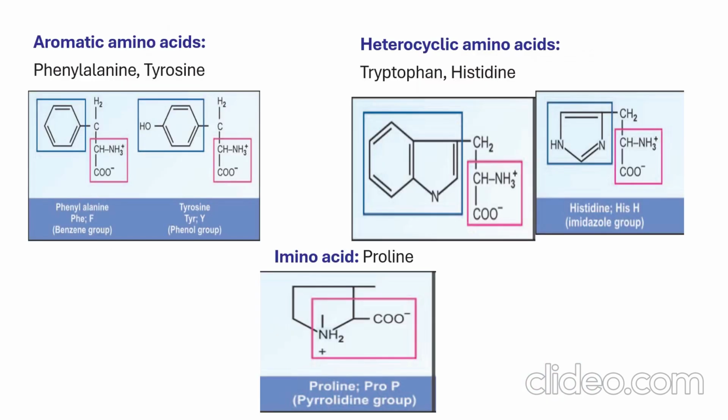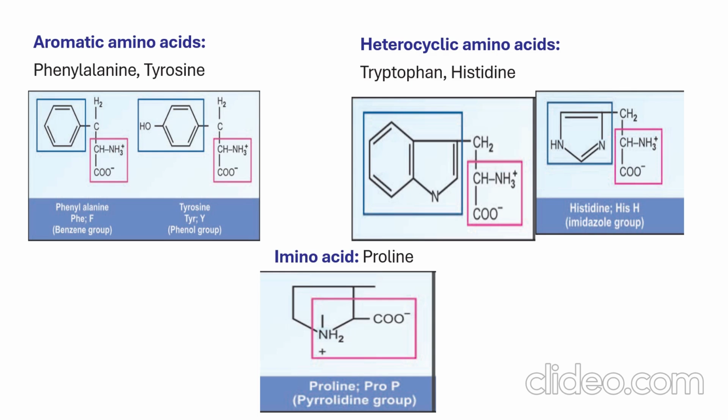Aromatic amino acids contain an aromatic ring in their side chain which contributes to their unique properties in proteins. Examples are phenylalanine and tyrosine. Phenylalanine contains a phenyl group, a benzene ring attached to an alanine backbone. It is hydrophobic and nonpolar in nature. Tyrosine contains a hydroxyl group attached to the phenyl group, making it more polar than phenylalanine. It is polar and slightly hydrophilic.